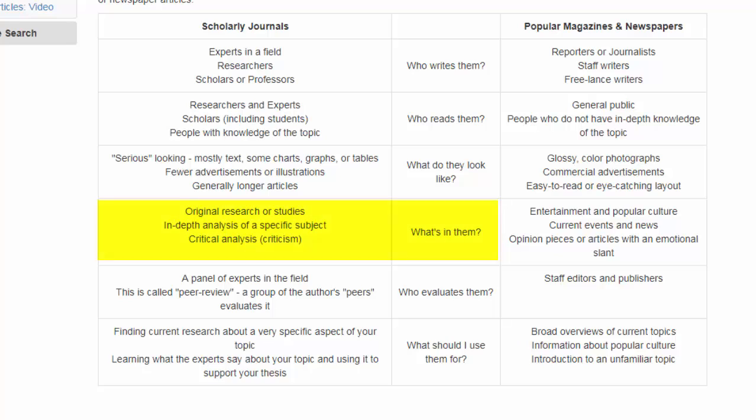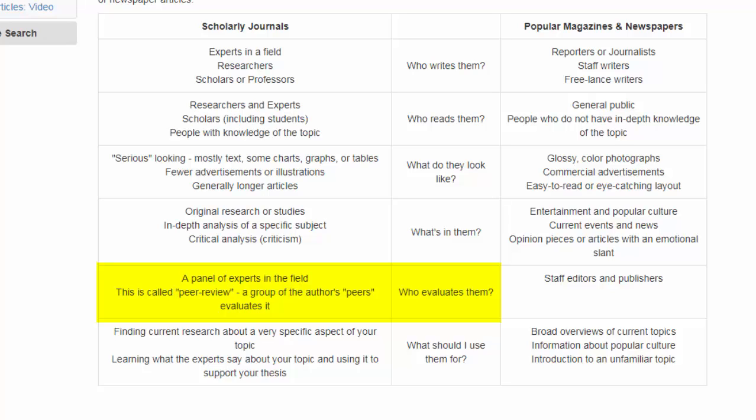Scholarly journals contain articles that are original research, in-depth analyses on a specific subject, and critical analyses, usually looking at some issue from a new or differing perspective. The most important thing related to scholarly articles is the method by which they are published. This is called peer review.